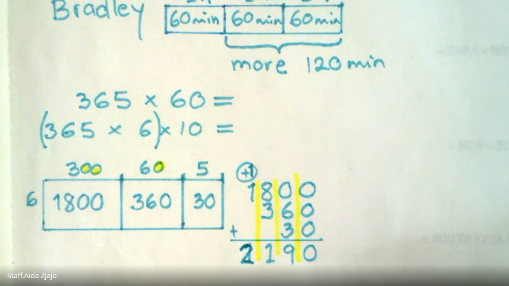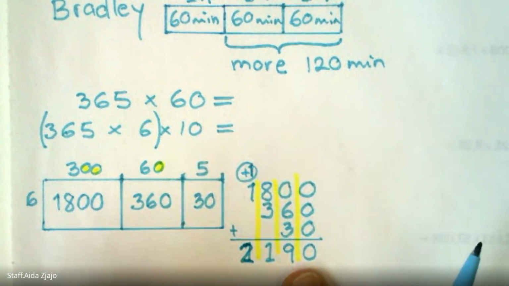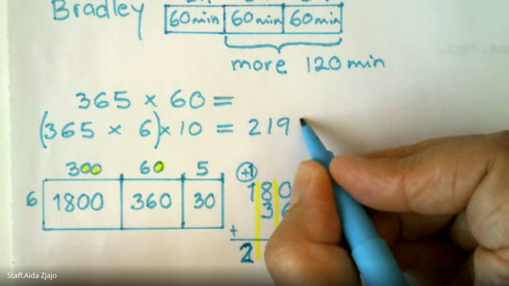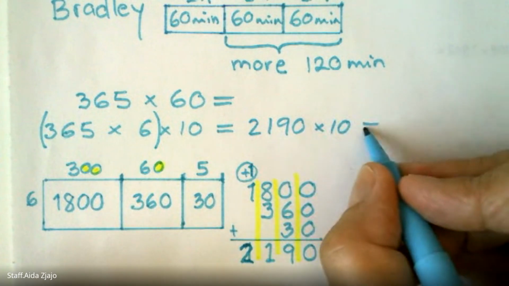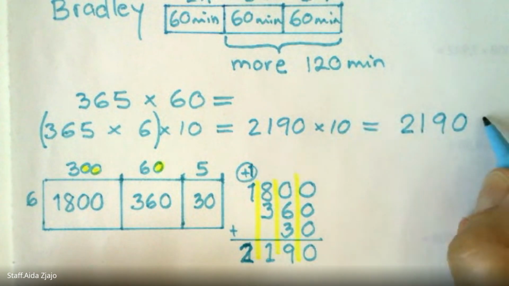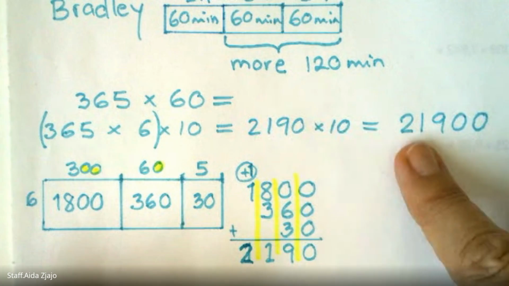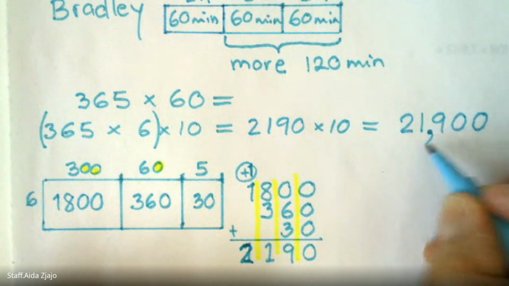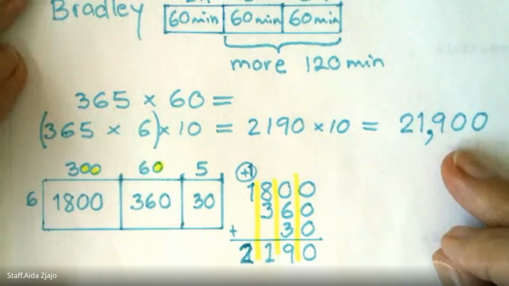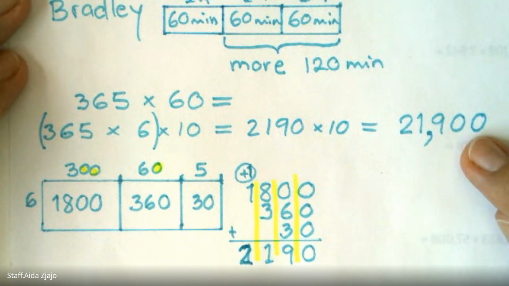But that's not correct because we did not multiply by 10. So I needed to do 2,190 times 10, which will give me 2,190 and an additional 0 from the 10, because this number gets 10 times greater and it becomes 21,900. So that is how many minutes Jonas did for 1 year.